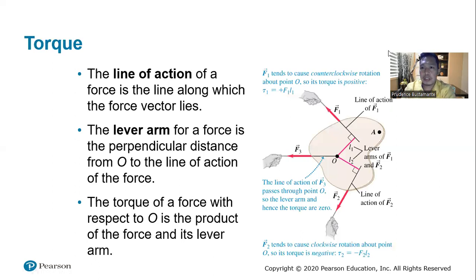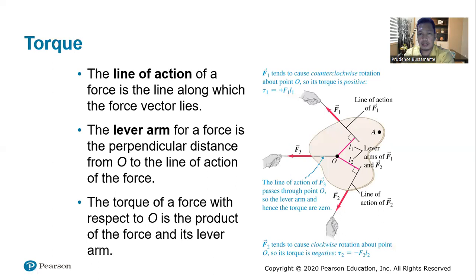Say, for example, we have a rigid body that tends to rotate at this position at the origin O. This is the axis of rotation. It could rotate counterclockwise or clockwise. Here we apply a force F1, and from the force we draw a line. We call that the line of action of F1.